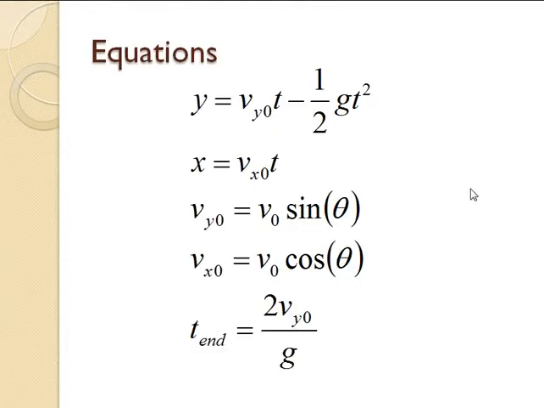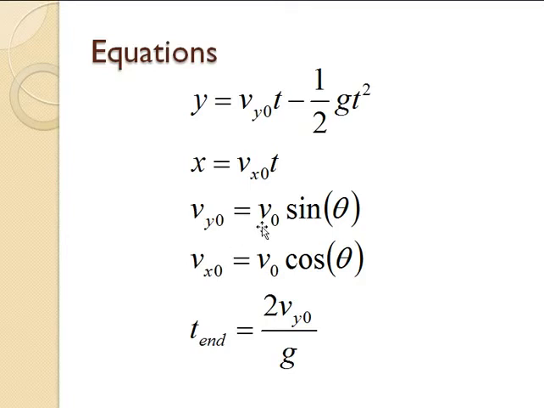So here's the equations. The first equation is for y. That's the height of the ball at any time, and it depends on the initial vertical component of the velocity and the gravitational acceleration. X is the horizontal position of the ball at any time, and it just depends on the horizontal velocity, the initial horizontal component of the velocity.